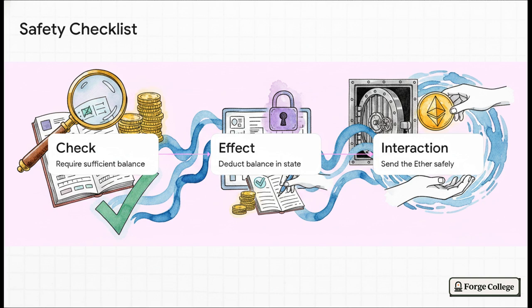Think about it for a second. A bank teller would never ever hand you a stack of cash before deducting it from your account screen, right? If they did, you could theoretically ask for the cash again before they updated the computer. You must rigidly follow this 1, 2, 3 mechanical process to prevent catastrophic re-entrancy hacks.